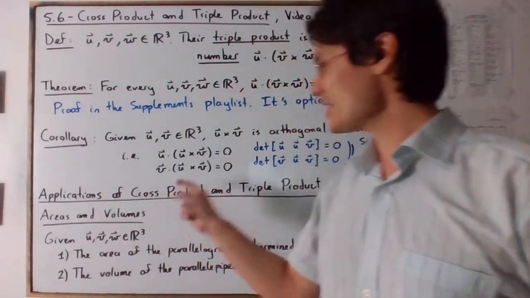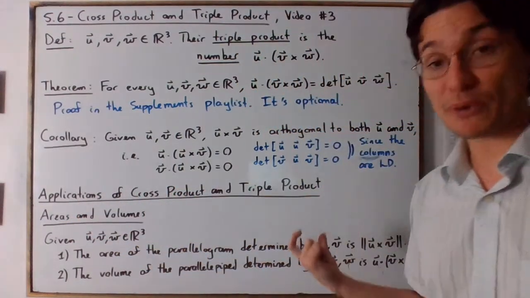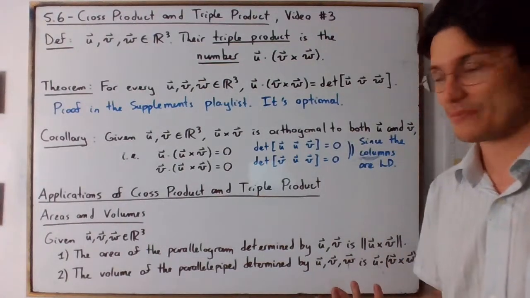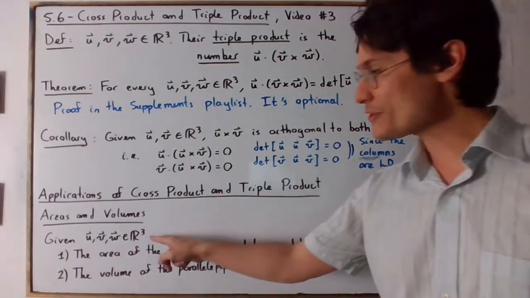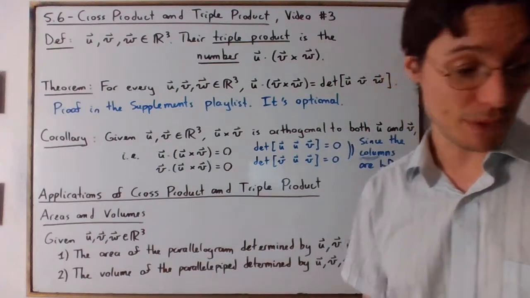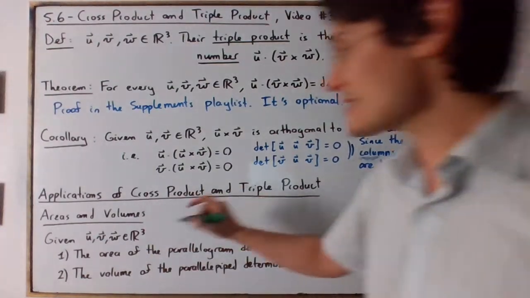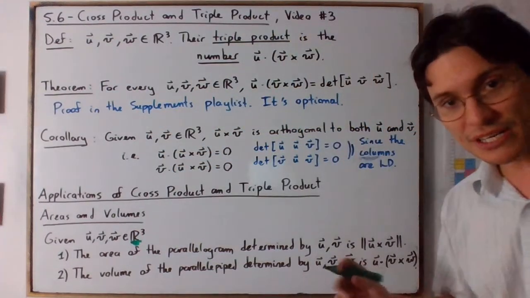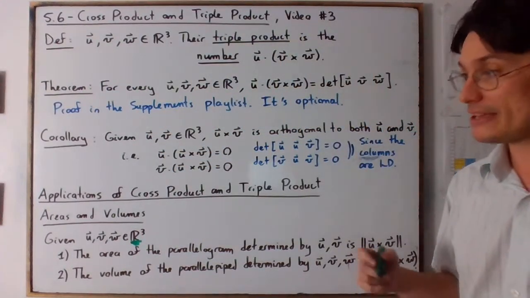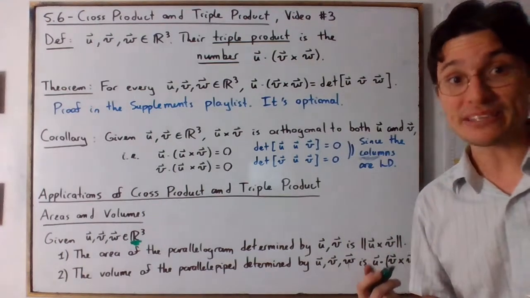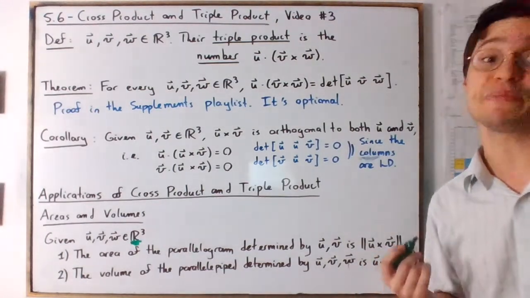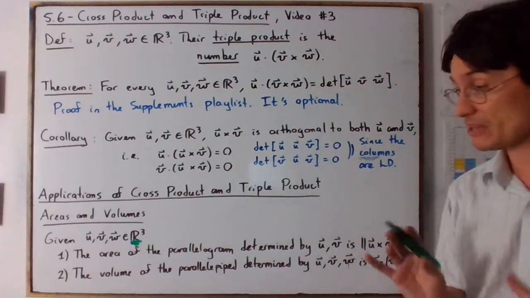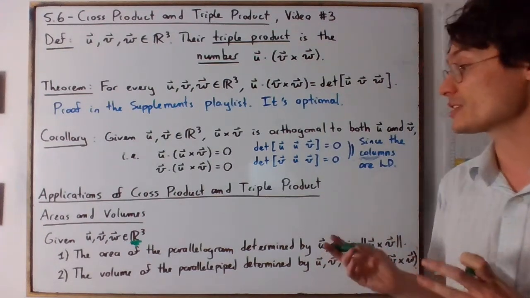So applications of cross product and triple product. The first one is to find areas and volumes. So suppose you have vectors in R3. This is interesting, the fact that it's in R3. Why? It's because you already saw that if you have vectors in R2, the area of the parallelogram is going to be the determinant of the vectors. But this won't be true in R3, because in R3 we have an extra dimension.